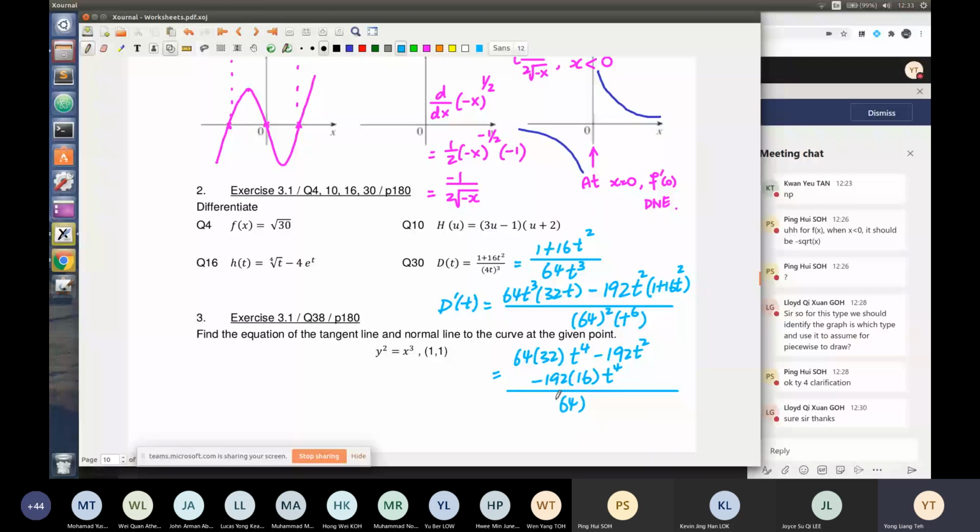Of course you can simplify, but I don't want to press any calculator, so you can do the simplification on your own. In the process, the quotient rule is being employed. Questions on this Q30?